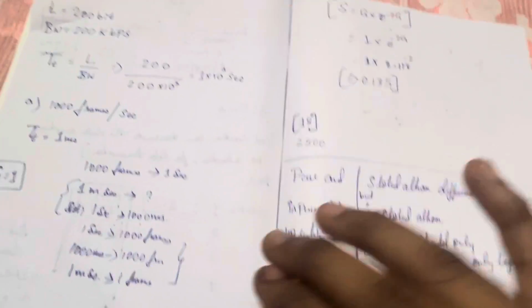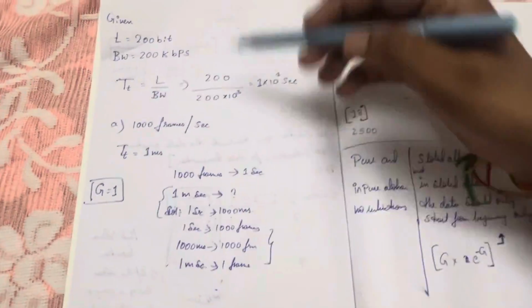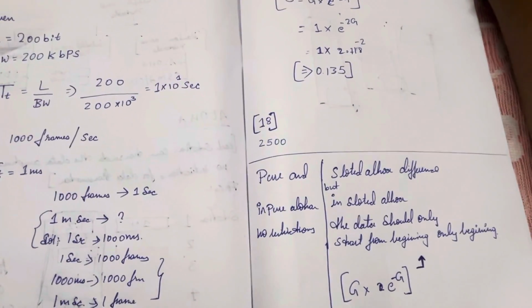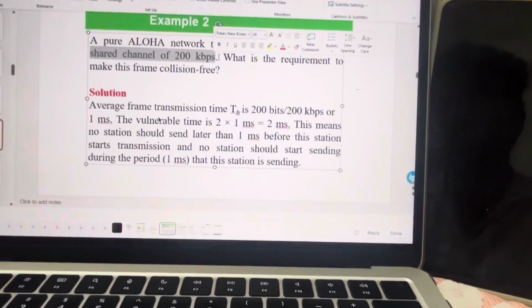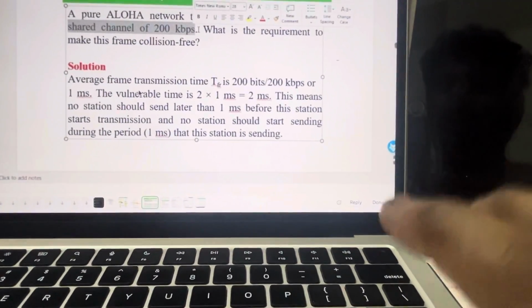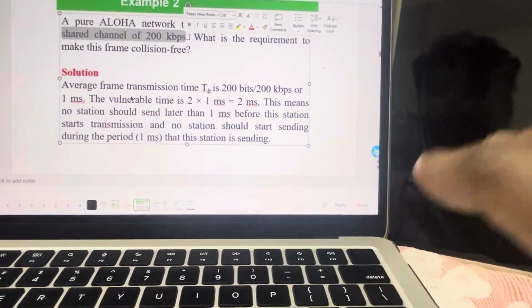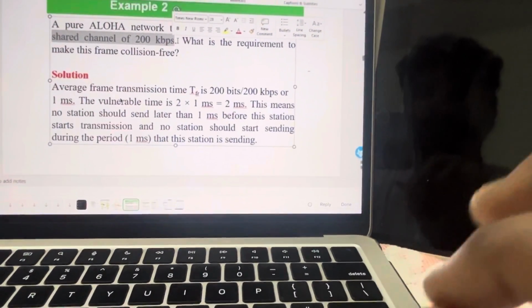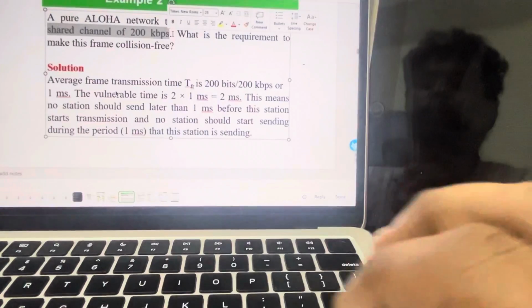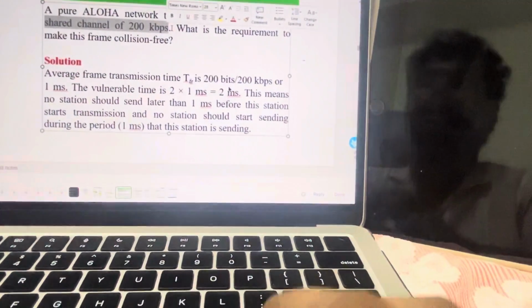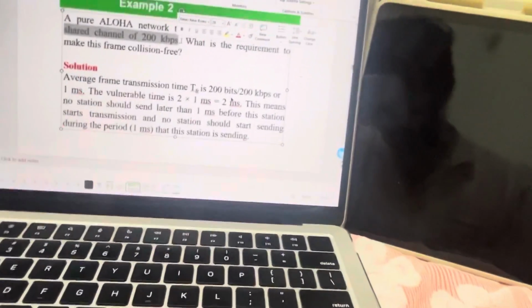Now let's move on to the next one, a question from Aloha. I am going to show you the question. The question given is: a pure Aloha network has a shared channel of 200 kbps. What is the requirement to make this frame collision free? I'm going to explain this solution in a very brief way.